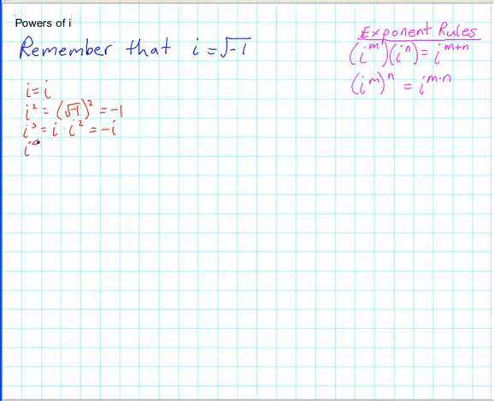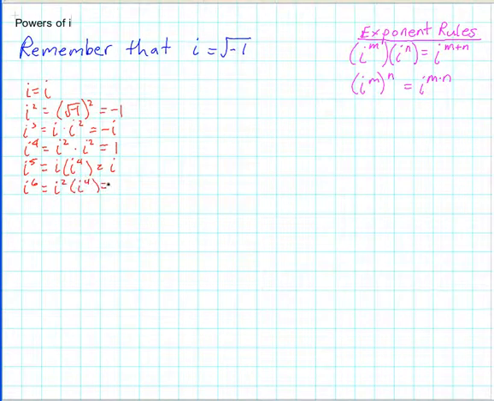i to the fourth then is going to be i squared times i squared. Well, this is -1 times -1. That better equal 1. i to the fifth is i times i to the fourth. Well, I just figured out that i to the fourth equals 1. This is i times 1. That equals i. i to the sixth is i squared times i to the fourth. This is -1 times +1, which equals -1.